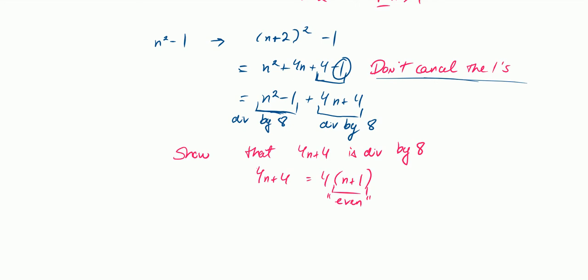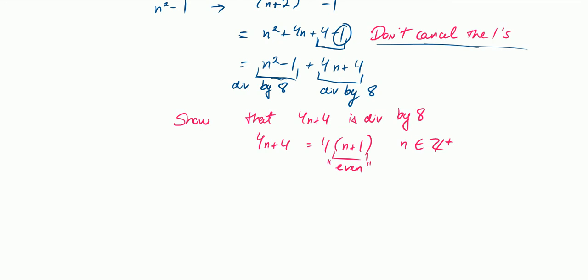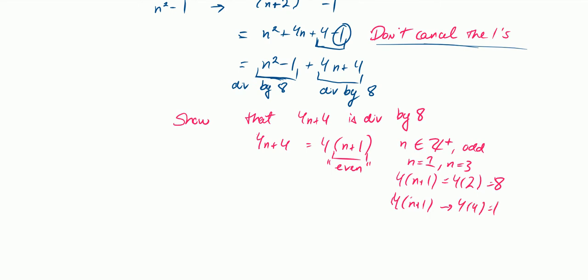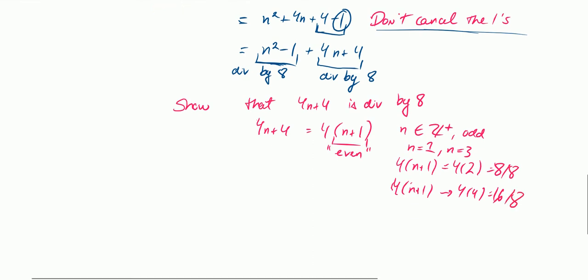Remember, I'm dealing with n belonging to the positive integers. So if n belongs to the positive integers and is odd, then, for example, n can be 1. So if n is 1, then 4 times n plus 1 is actually 4 times 2, which is 8. Or if n is 3, then 4 times n plus 1 is 4 times 4, which is 16, which is also divisible by 8. So this can be divided by 8, this can be divided by 8, and so on.